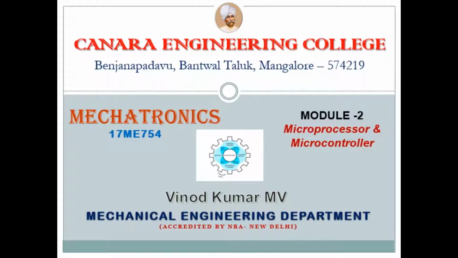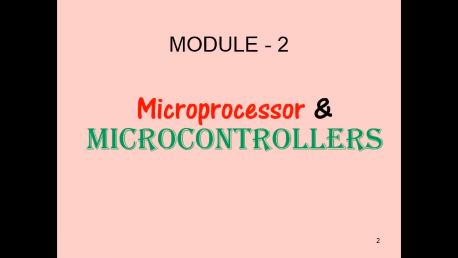Today we are going to discuss the second module, which is microprocessor and microcontroller. The second module consists of microprocessor as well as microcontroller. In detail, we are going to study about a microprocessor and microcontroller. So the topic is microprocessor and microcontroller. Let's see what is inside the content.